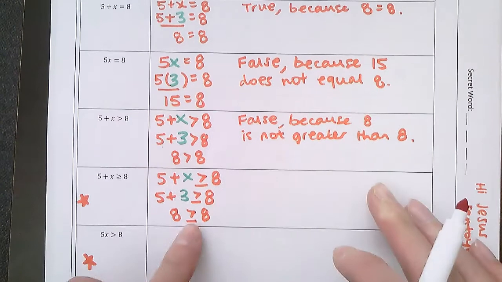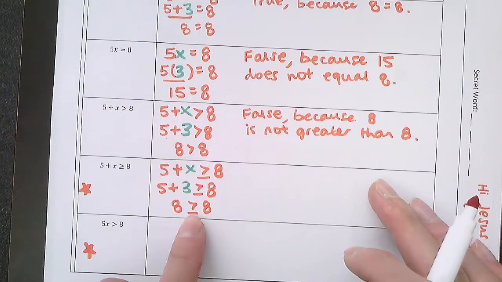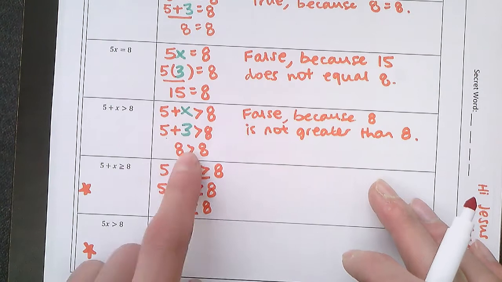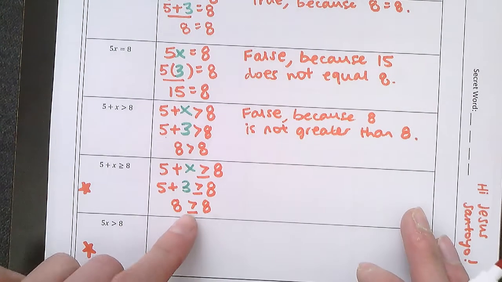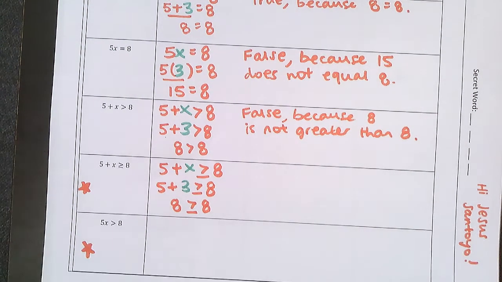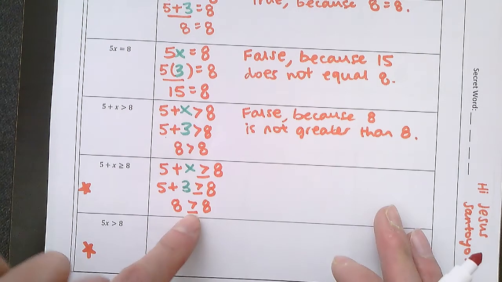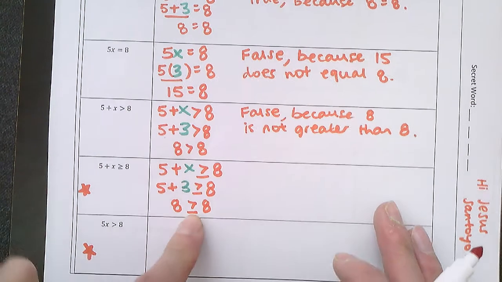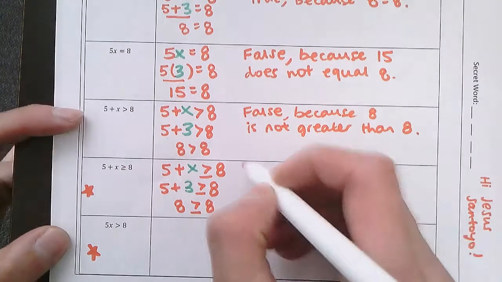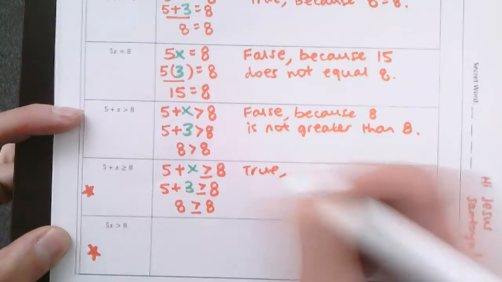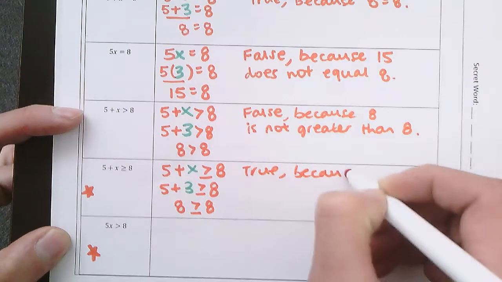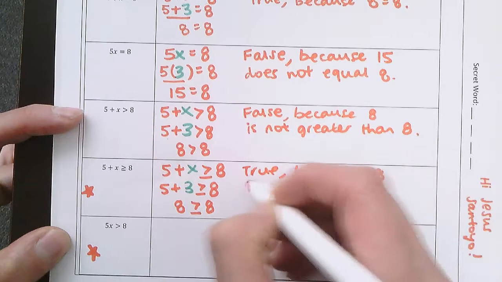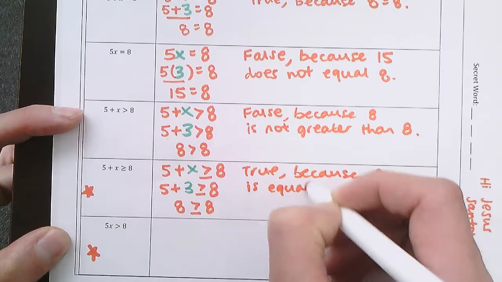Now this is different from the one above because it's the greater than or equal sign, not just the greater than sign. So is 8 greater than or equal to 8? Yes, it is, because they're equal, and it's asking us if it's greater than or equal to. So we can say this is true because 8 is equal to 8.